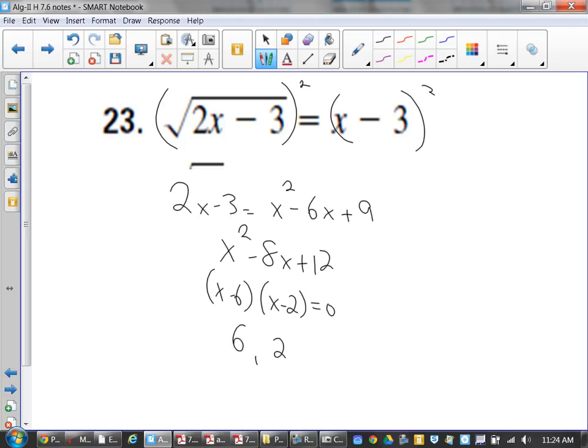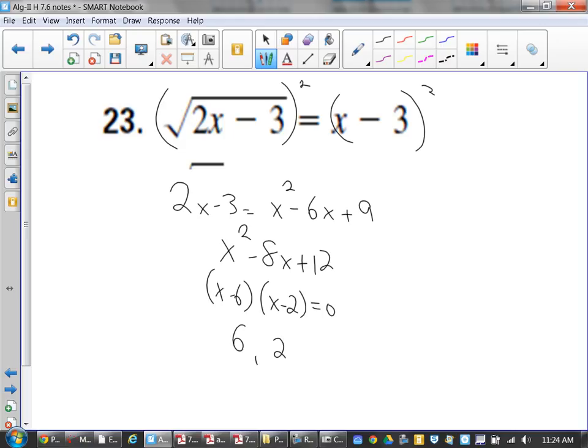So you go back and double check. Does 6 work? Well, 6 times 2 is what? 12. 12 minus 3 is? What's the square root of 9? 3. And what's 6 minus 3? 3. 6 works. It does work. You only worry about plus minus if you're taking the square root over an equal sign. Here you're just saying it equals this. Oh, yeah, so it doesn't matter.